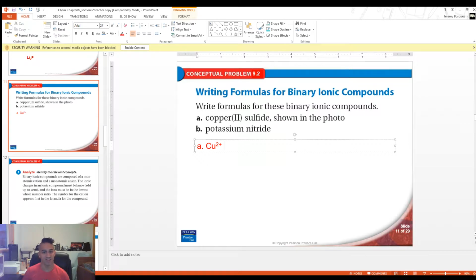Whereas sulfide is sulfur. That has a symbol of S, and it makes a charge of 2- because it's in column 6. Every element in column 6 gains 2 electrons to get to 8, so they all make a charge of -2.